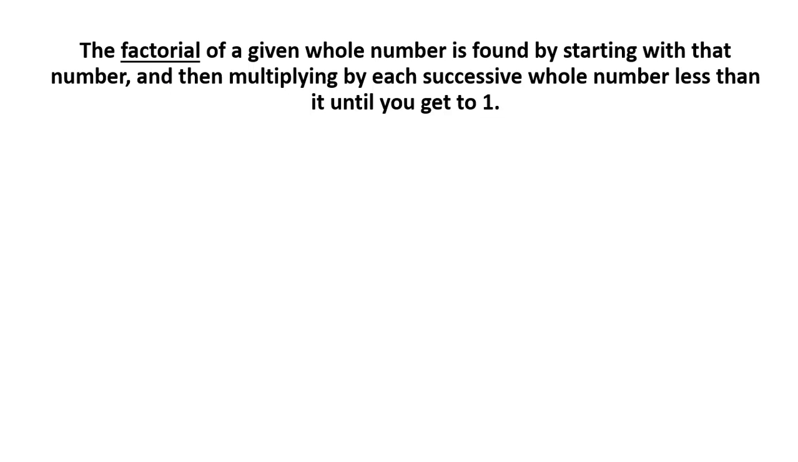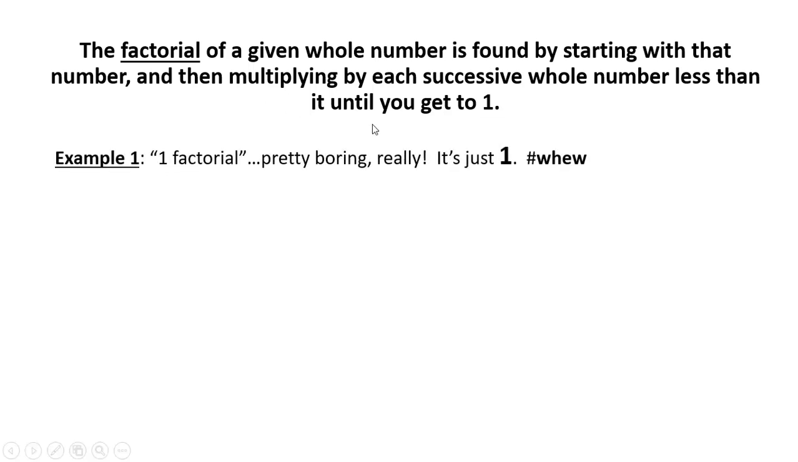So the definition of a factorial is you start with a whole number. To take the factorial of that number, you start with that number and then multiply by each successive whole number less than it until you get down to 1. Pretty straightforward. The smallest whole number factorial you can take is 1, and we looked at that one on the board. It was not very interesting. 1 factorial just starts with 1, so that's all it is. So it's not really worth talking about.